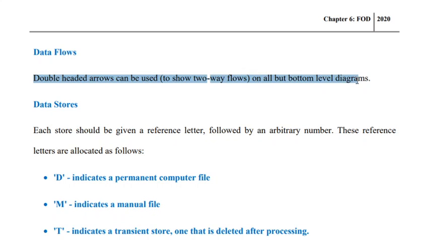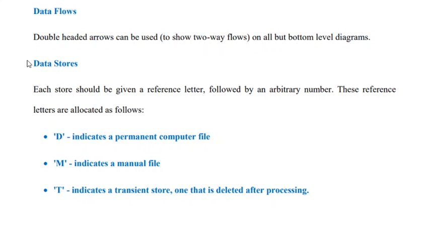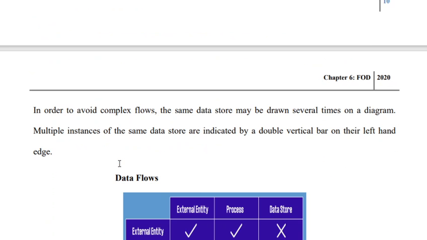So you can have a unidirectional arrow or a bidirectional arrow, right? A unidirectional arrow basically represents to, and a bidirectional arrow represents to and from. Now data store: with each and every identified data store we can have a character associated, D, M, and T. D means it's a permanent computer file, M means it's a manual file, and T basically means it's a transitional or transient file. Transient file basically means a file that's temporarily created or deleted after processing.